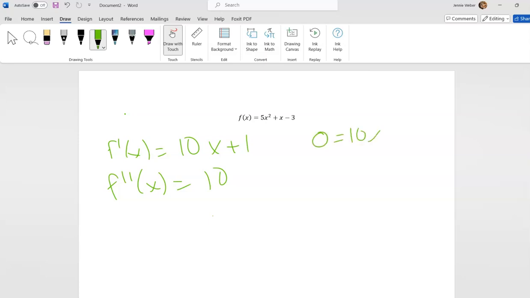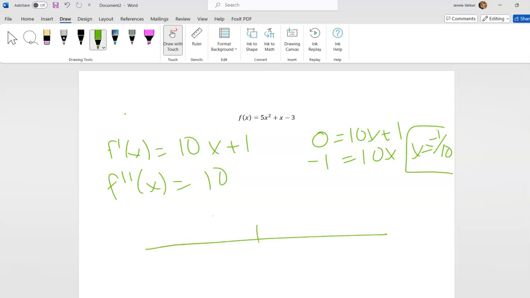0 equals 10x plus 1. So then this is going to be negative 1 equals 10x. So x equals negative 1/10. This is going to be my critical point. I have no inflection point because this never equals 0. Wasn't very exciting, was it?